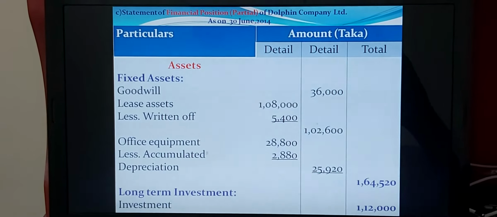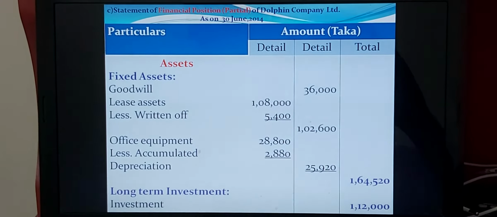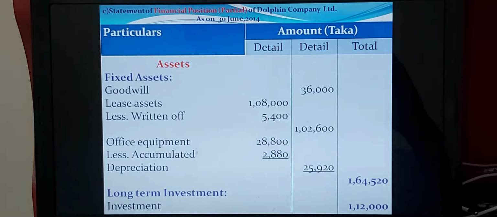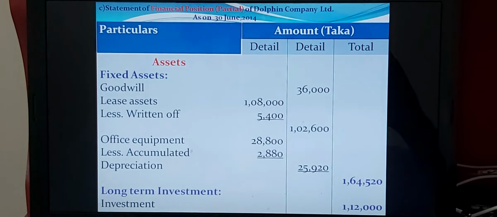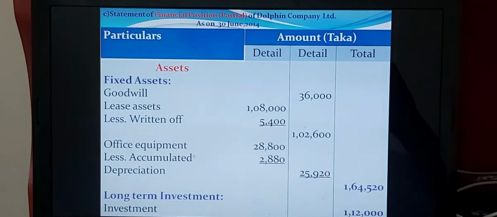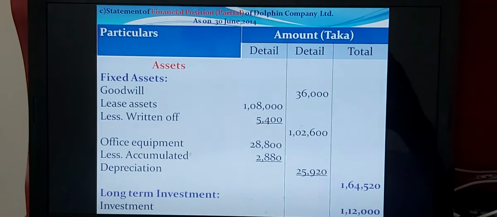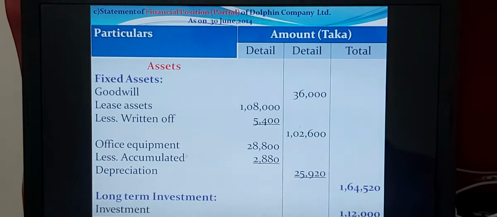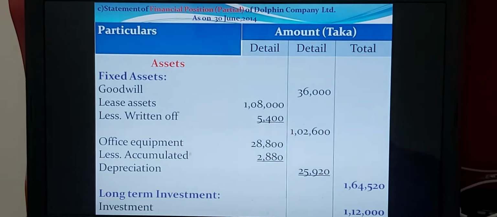Now you can start. For the first head, fixed asset, that is the long-term asset. In this creative question, 3 fixed assets are available: goodwill, lease assets, office equipment.